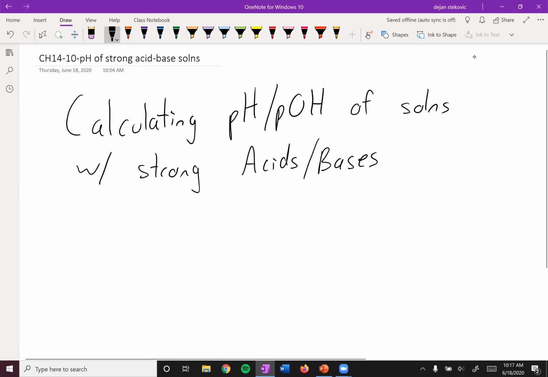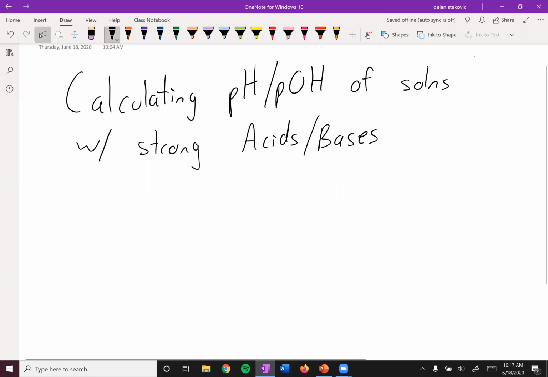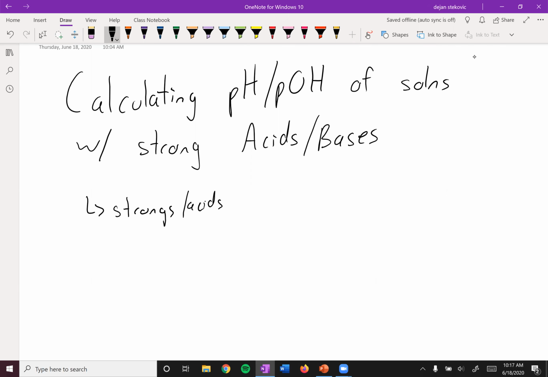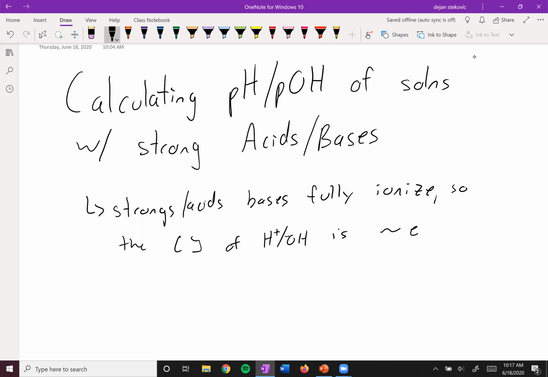All right, so let's take a look at calculating the pH/pOH of solutions with strong acids and bases. So when you're talking about strong acids and bases, defining the pH is relatively simple. And it's relatively simple because strong acids and bases fully ionize. And so the concentration of H plus/OH minus is approximately equal.